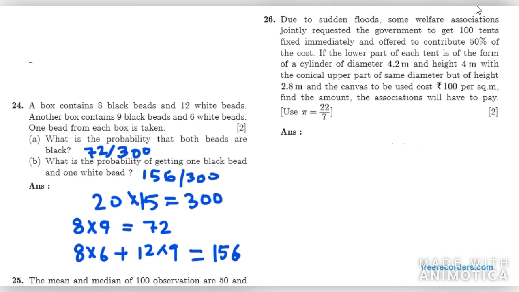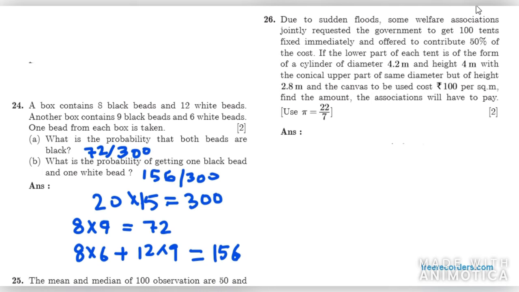Due to a sudden flood, some welfare association jointly requested the government to get 100 tents fixed immediately and offered to contribute 50% of the cost. If the lower part of each tent is a cylinder of diameter 4.2 meter and height 4 meter, with a conical upper part of the same diameter but height 2.8 meter, and the canvas to be used costs 100 per square meter, find the amount the association will have to pay.